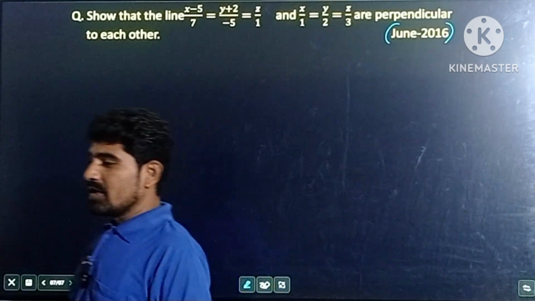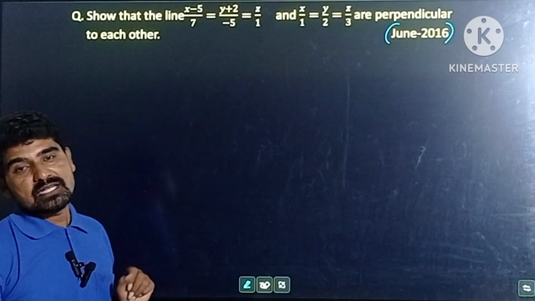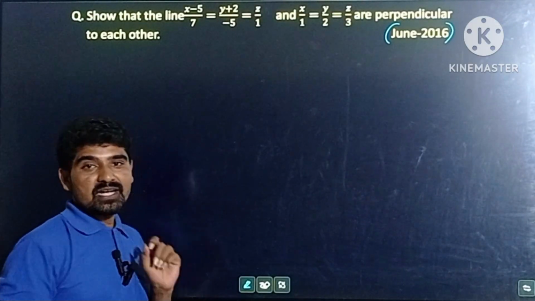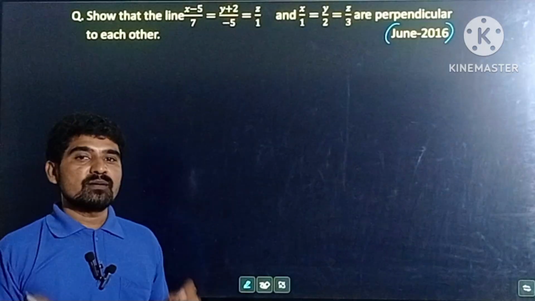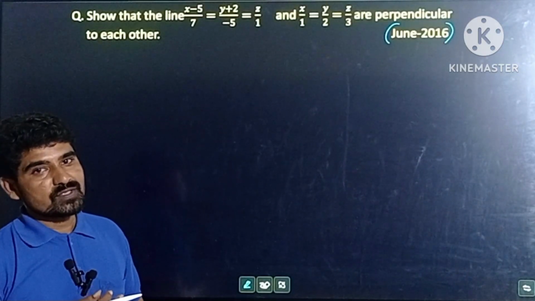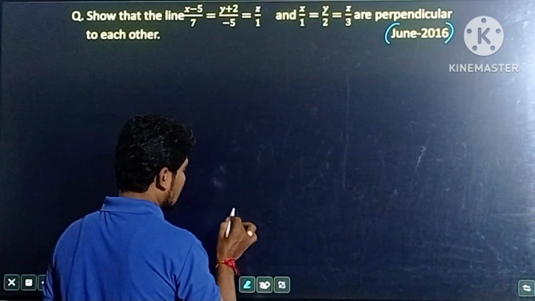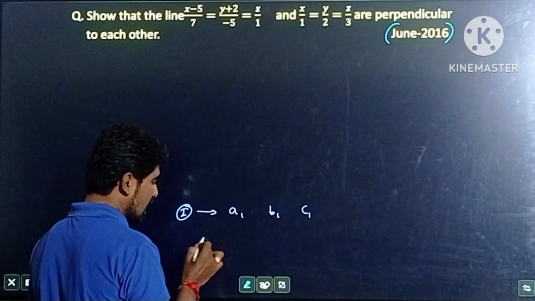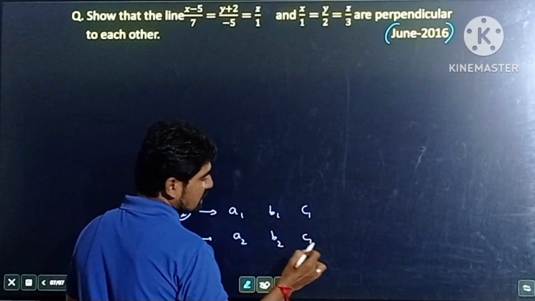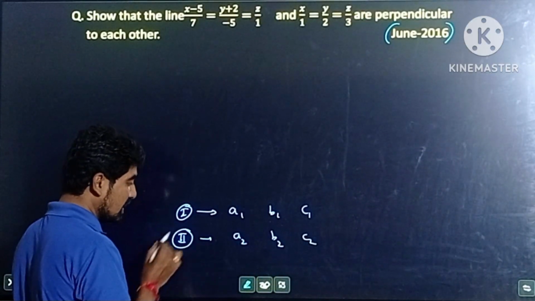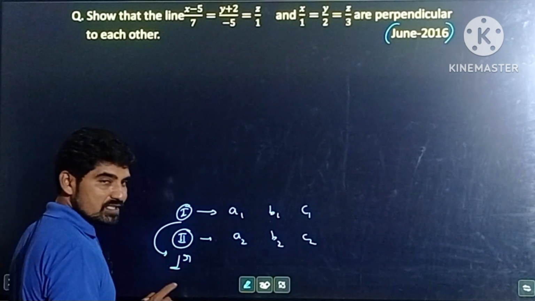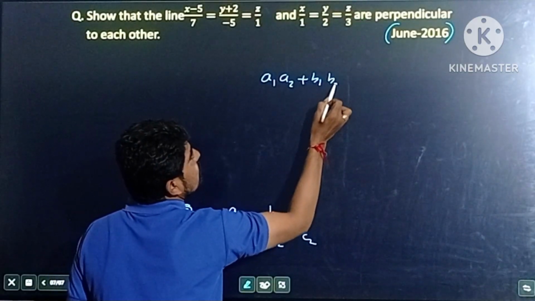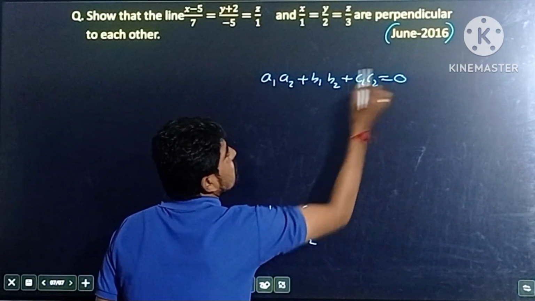See here, to prove that given two lines are mutually perpendicular to each other when their Cartesian equations are given, definitely if two lines are perpendicular, the sum of products of their direction ratios is equal to 0. So suppose A1, B1, C1 are the direction ratios of the first line, and A2, B2, C2 are the direction ratios of the second line. If these two lines are perpendicular to each other, then definitely A1 A2 plus B1 B2 plus C1 C2 is equal to 0.